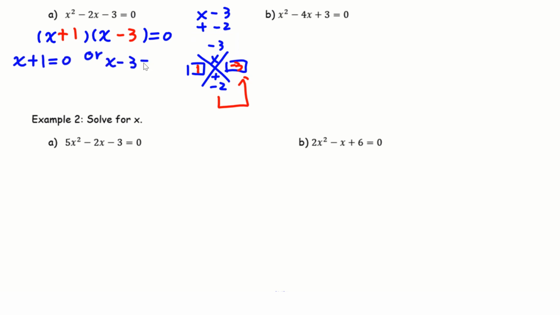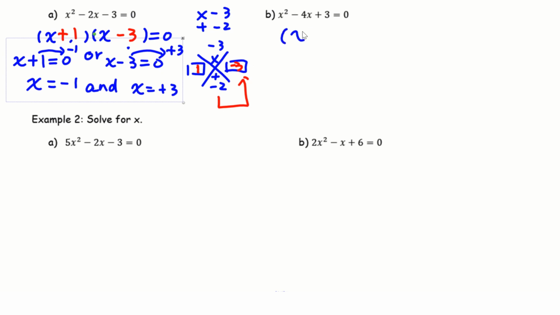Then we solve for x. We move the plus 1 to the other side, the opposite operation is minus 1, so x equals negative 1. And minus 3, move to the other side, solve for x, isolate x. The opposite operation is plus 3, so it's positive 3. They are opposite with a number inside the bracket.